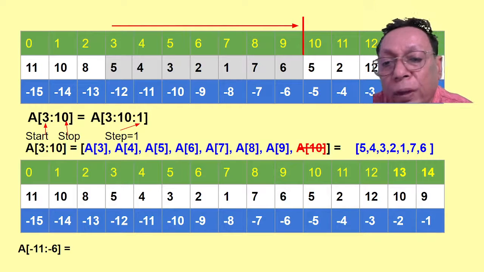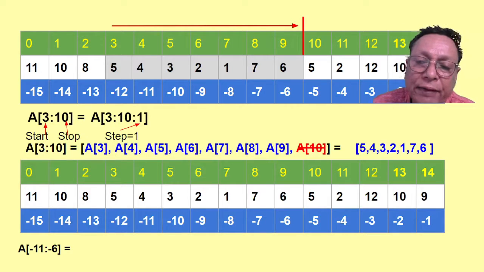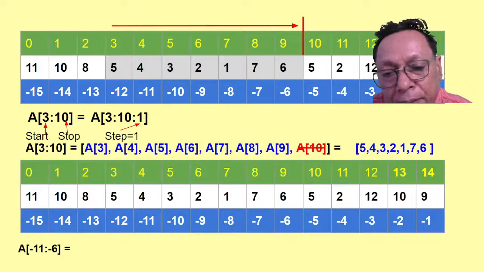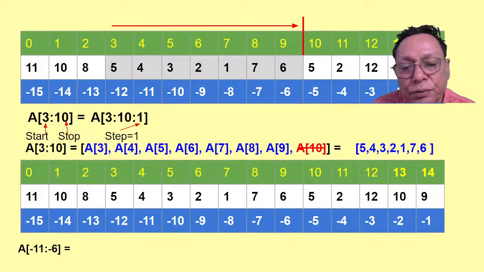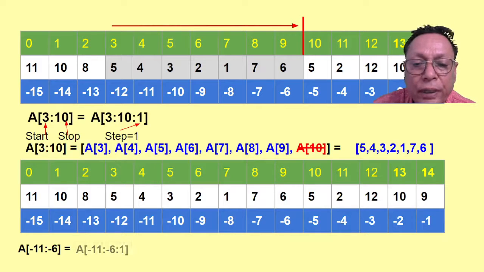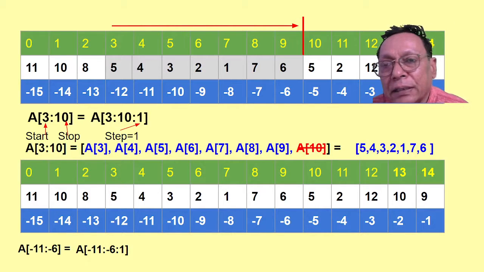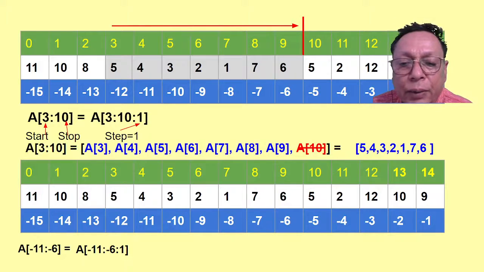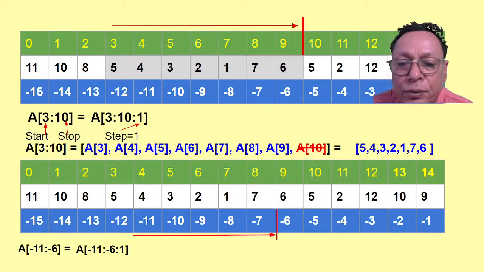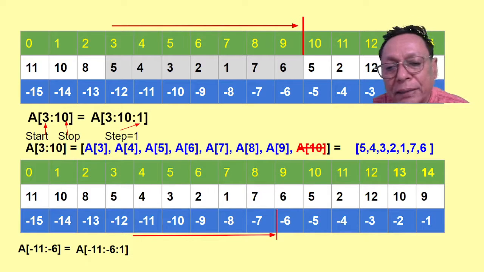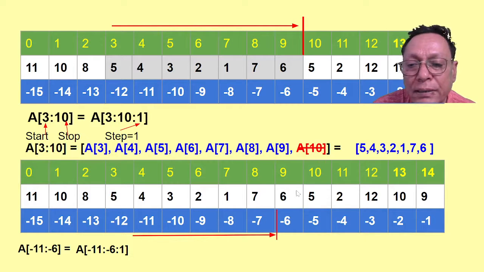Next, what happens when we have a negative starting index and a negative ending index? Suppose we have taken the example of -11 to -6, and see what happens. Since nothing is given as a step, a positive value is assumed, and that is why -11, -6 and step +1 is taken.